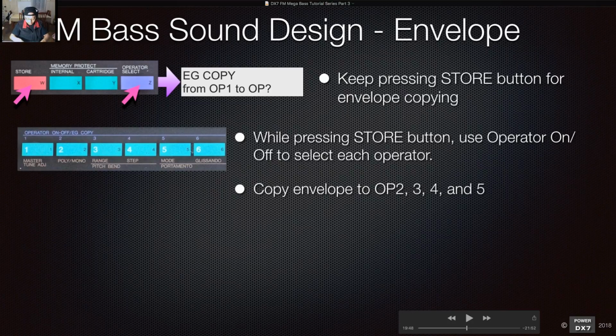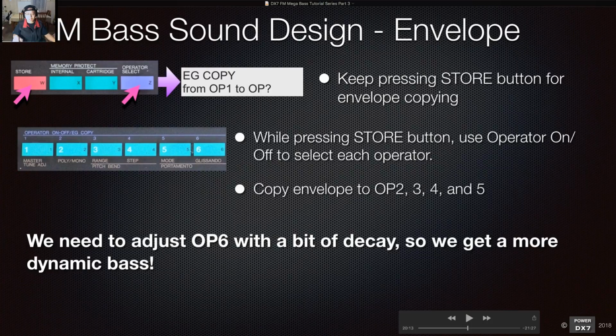Yeah, operator select. Make sure operator 1 is on, and the star, the pinkish button, keep pressing that, and it says EG copy from operator 1 to operator question mark. Then you press operator 2, operator 3, operator 4, and operator 5. There. All right, so that's done, and that's copying.